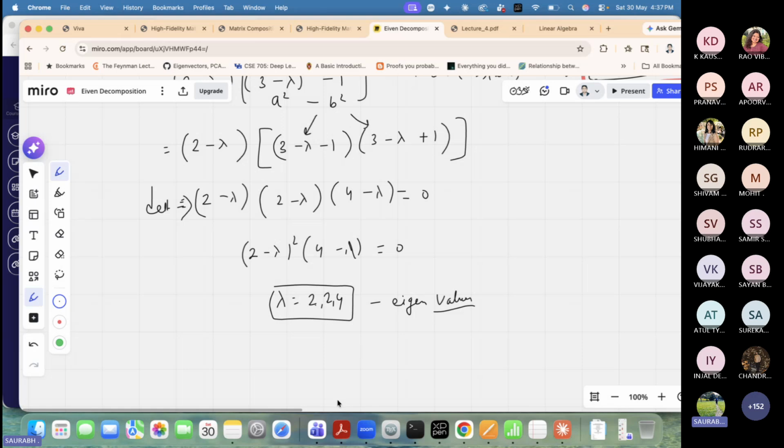Then you should have three distinct eigenvalues. Now the distinct eigenvalues are not there. But if you have to write three different eigenvalues, you'll just write 2, 2, 4.